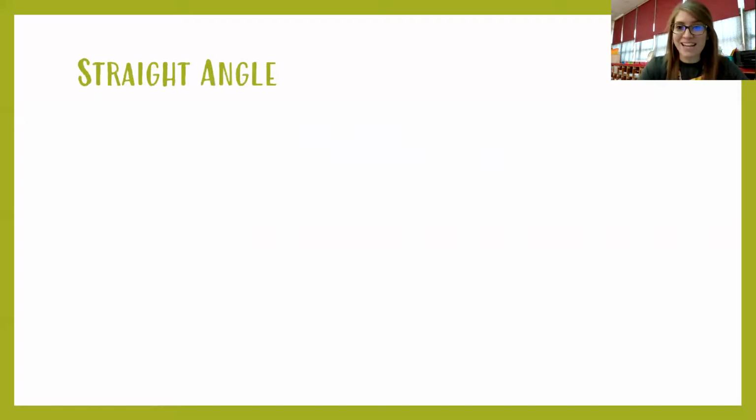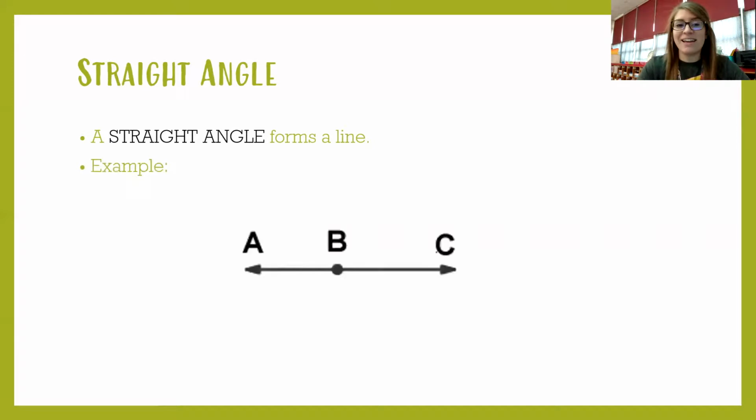Then we've got a straight angle. A straight angle just forms a line. It looks just like this. So when you put the third point here in the middle, that's how you know it's a straight angle and not just a line, because it's got that shared endpoint.